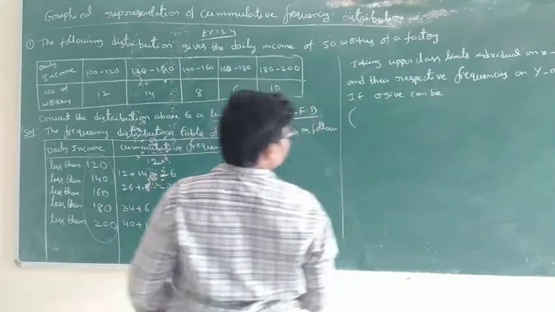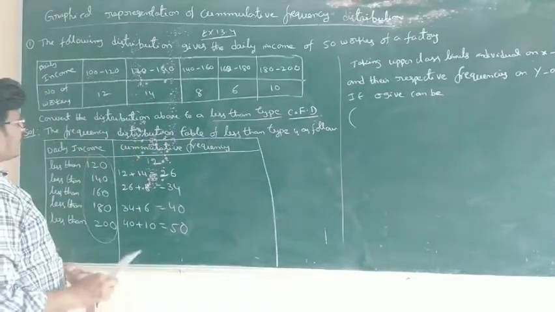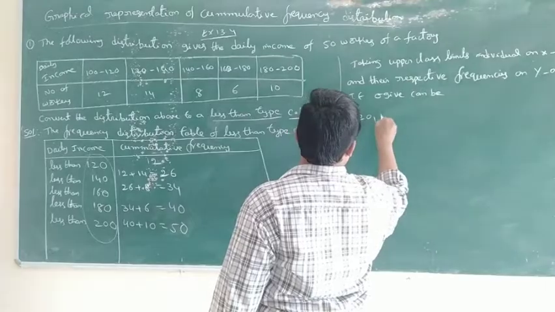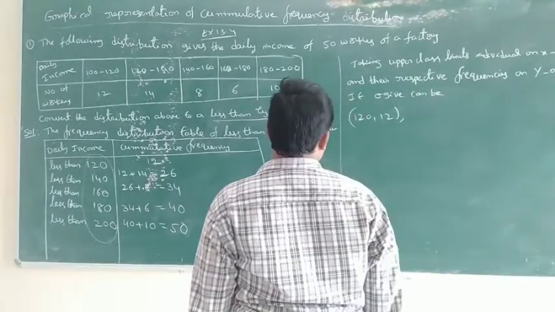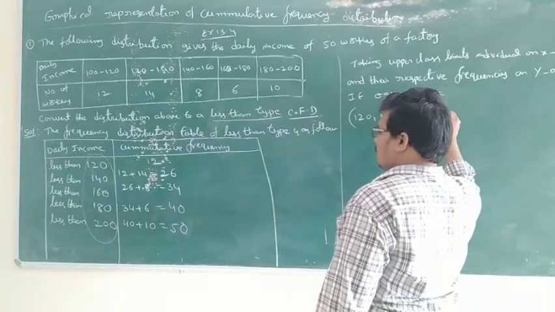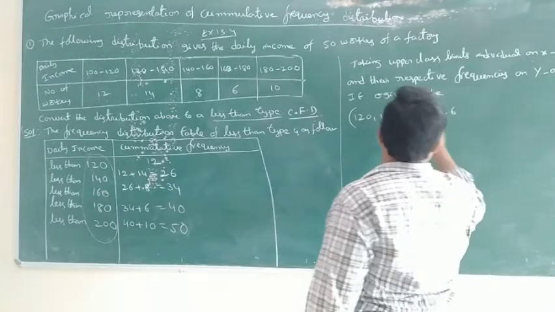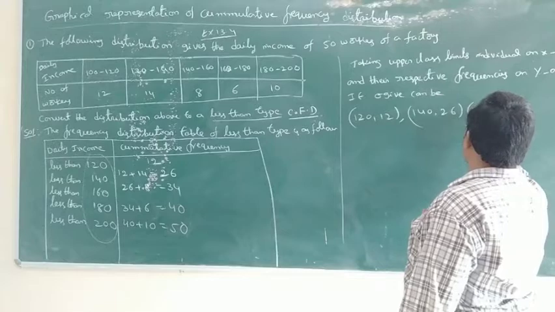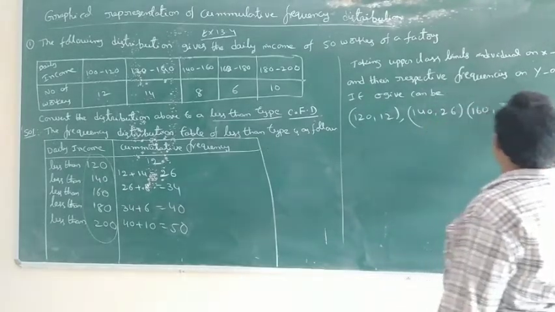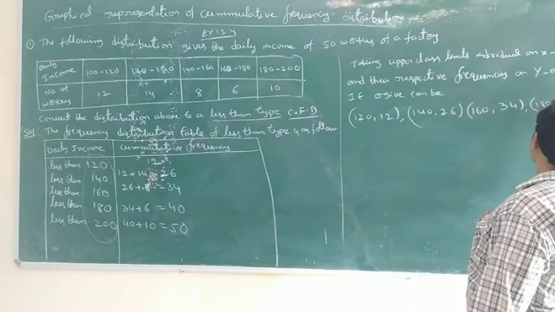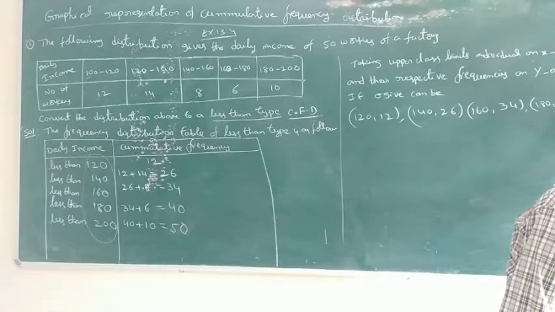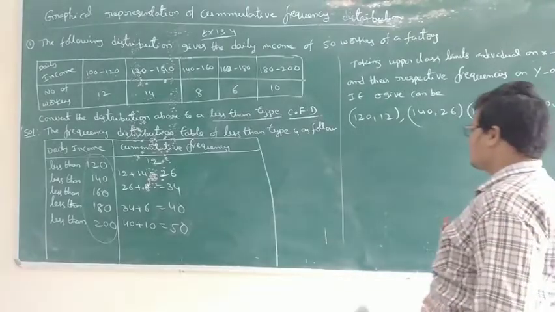On the x-axis we take the upper class limits. So the points are: 120 to 12, first point. Next point 140 to 26. 160 to 34, next point. 180 to 40, next point. 200 to 50.